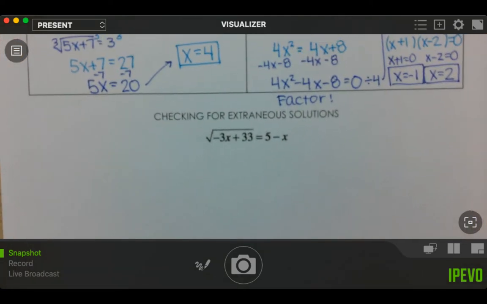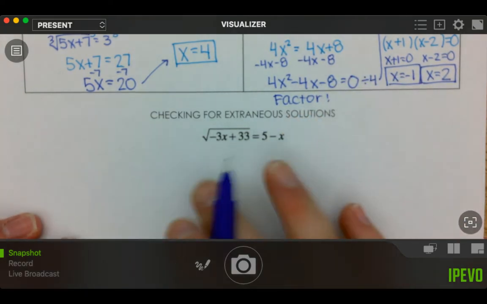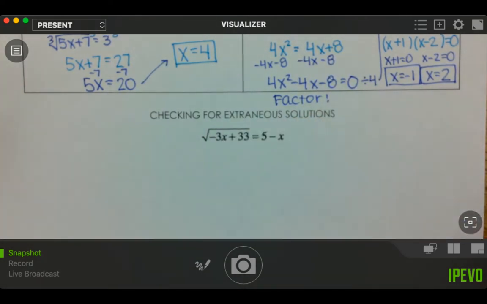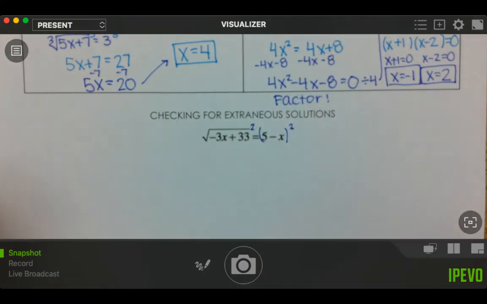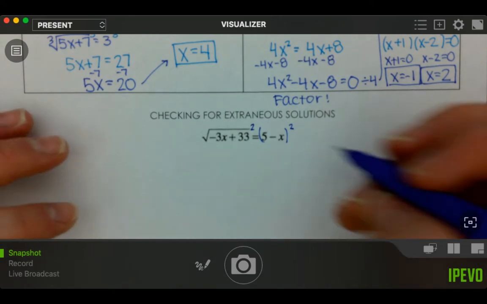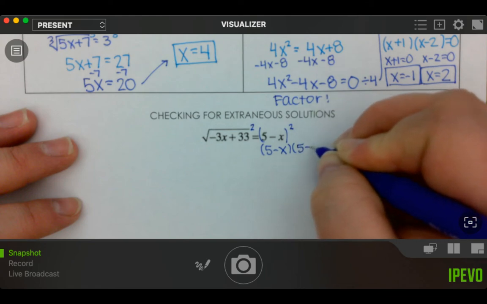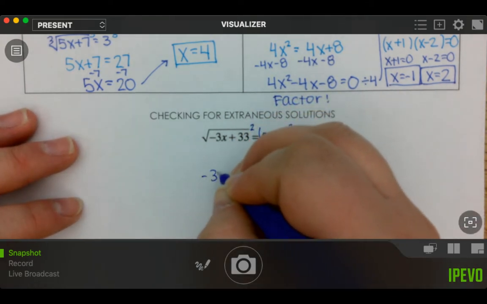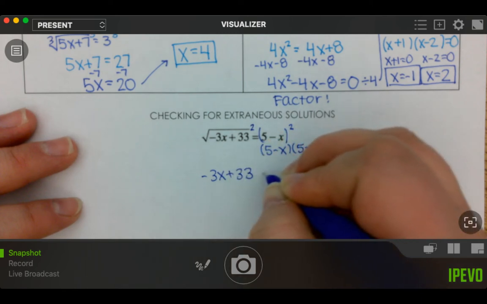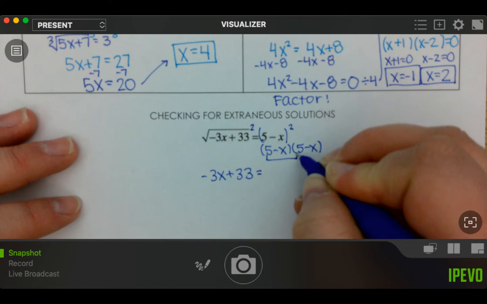All right, checking for extraneous solutions. So this is just a regular equation. I'm just going to note that we have to square this side to get rid of it. And when we go to square this side, we're going to have to multiply all of that together. So we're going to have to do 5 minus x times 5 minus x. And over here, it's just going to be negative 3x plus 33. And then we've got 25.